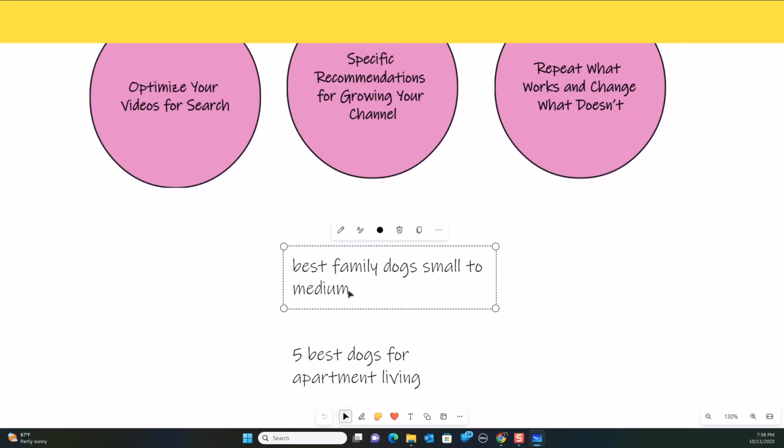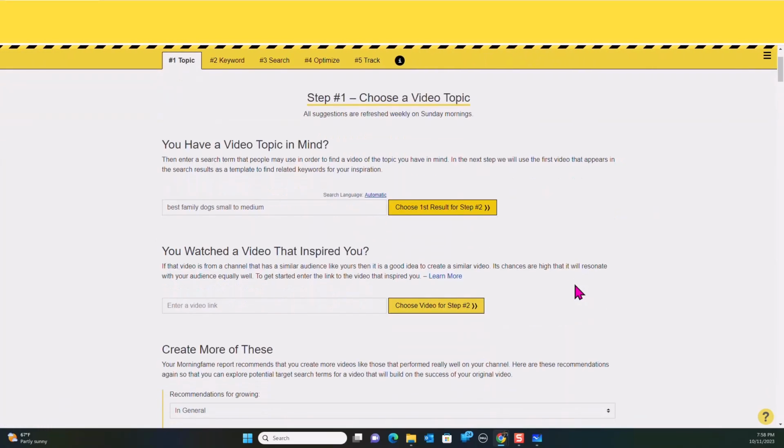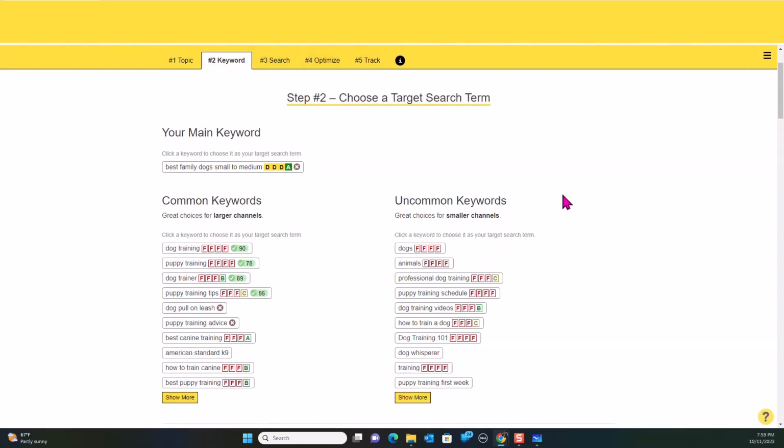So when you're coming up with the topic, let's say, for instance, we want to talk about best family dogs, small to medium-sized dogs. So you want to look for stuff that people are actually typing in. Now, for the sake of time, I went ahead and started researching this ahead of time. And what we're going to do is hit the button, and it's going to give us a score. It's going to say DDDA. Now, this is what you're looking for in this tool, but it's also going to show you some common keywords that other people are using.